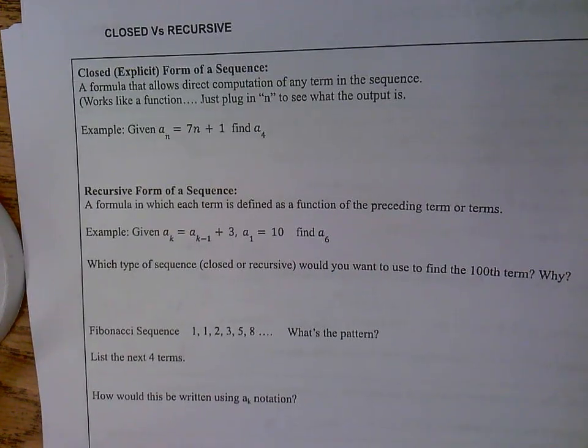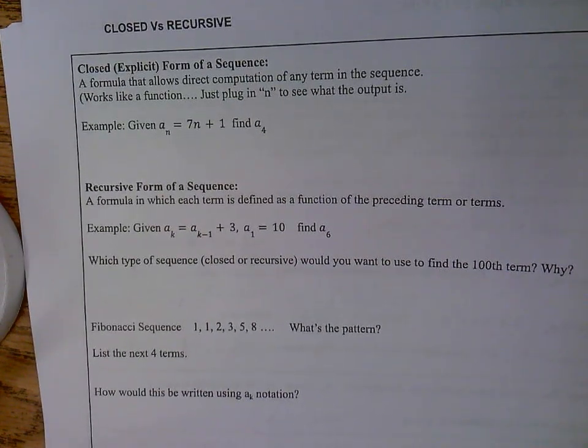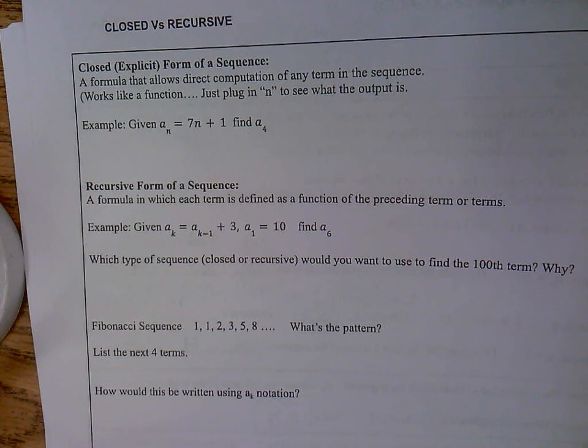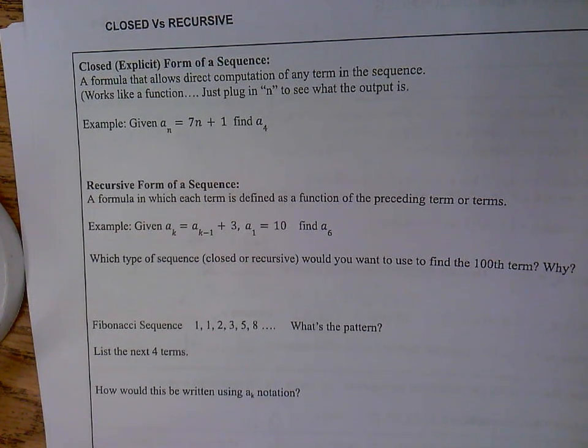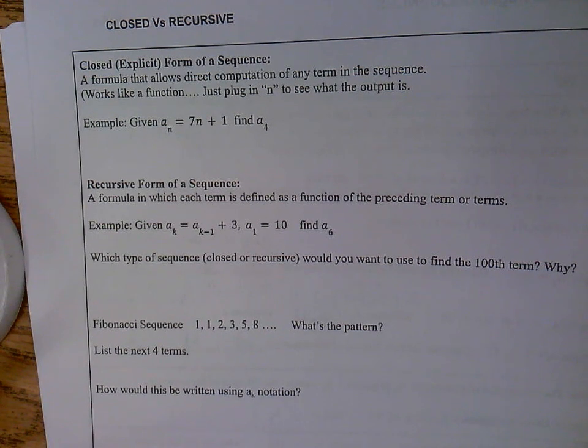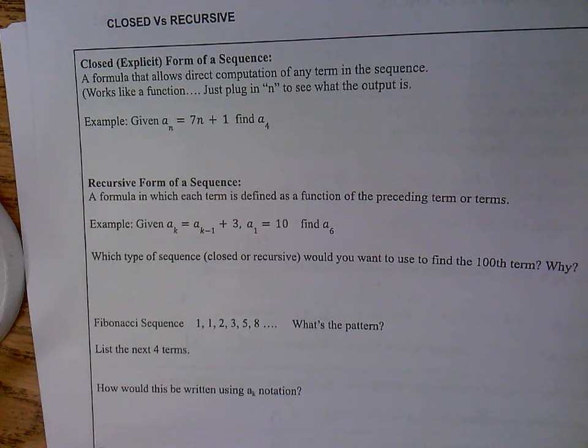Closed, which some of your worksheets say explicit. I always say closed. Closed versus recursive. So you treat them a little bit differently, so that's why it's important that you know. If you have a closed formula, that's what we have on the front page. They allow direct computation of any term in the sequence. It works like a function, just plug in n. So that's what we did on the whole front page. We were plugging in n every time.